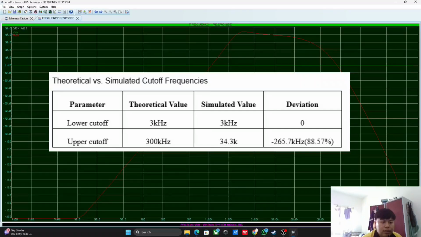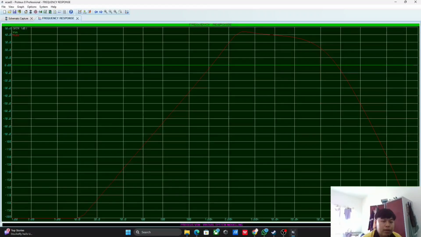This discrepancy happens because the theoretical calculation assumes an ideal operational amplifier, while the practical simulation uses a practical op-amp model with a finite gain bandwidth product. As the frequency increases, the op-amp cannot maintain the required gain, causing the signal to attenuate earlier than expected.